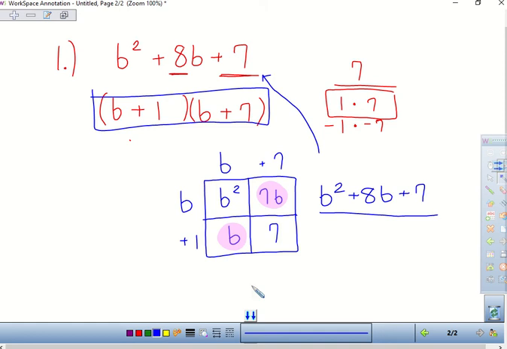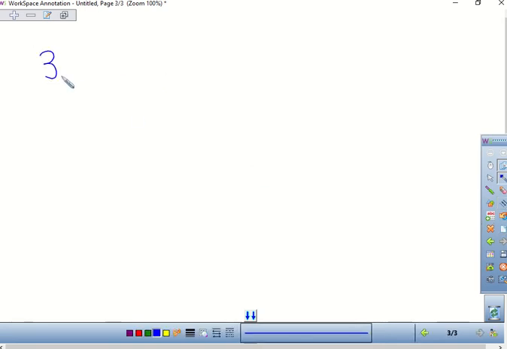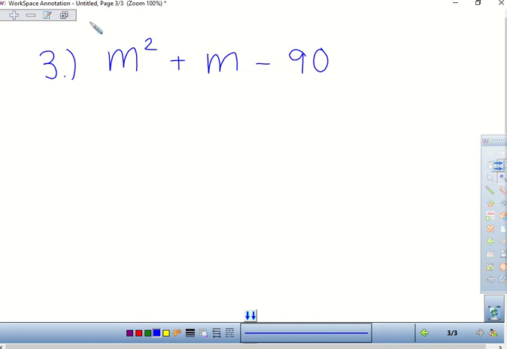All right? Do you guys want me to do a few more with you before you're ready to try it on your own? Yeah. All right. That was a really easy one. So instead of doing number 2, because number 2 is also on the easier side, I'm going to go ahead and do number 3. Okay? Number 3 is a little harder. So number 3 is m squared plus m minus 90. Now we want to make sure it's in standard form, which it is. There's just a 1 here, which it is.